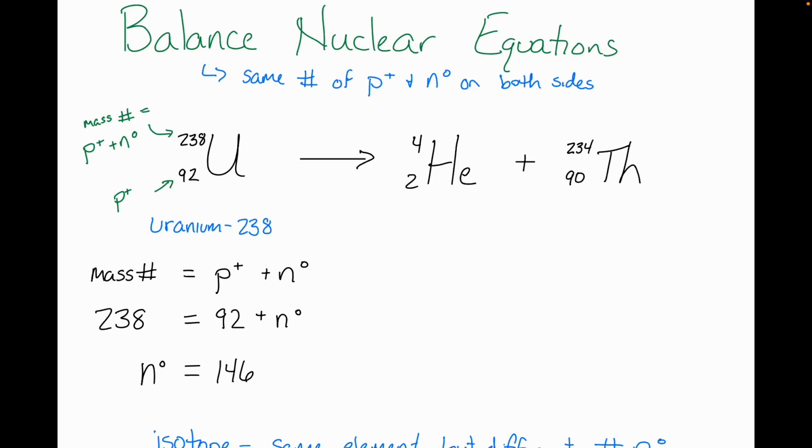All right, and again, this is a very typical nuclear reaction happening here, right? This is a reaction that's occurring within the nucleus of this atom. It's kind of breaking apart into these two smaller chunks. And if I'm gonna balance this nuclear equation, I simply need to make sure that I have the same number of protons and the same number of neutrons on both sides. Not too crazy.